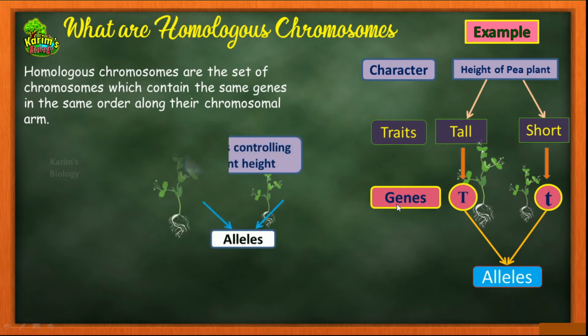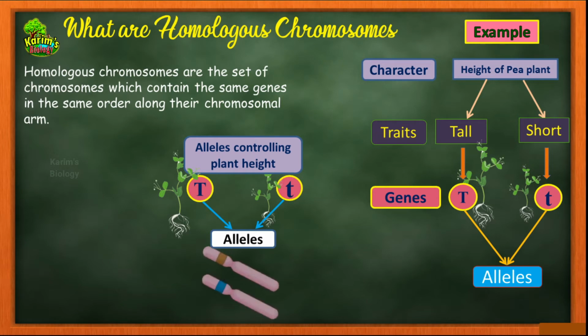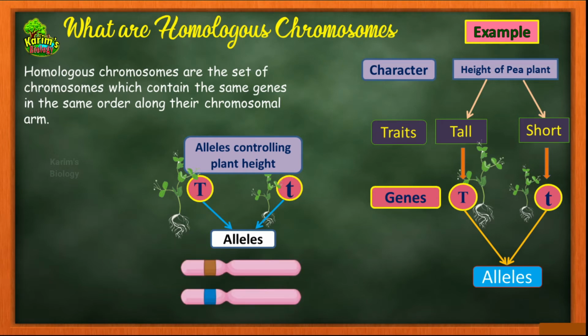Now let us find out what is the relation between these alleles and the homologous chromosomes. Once again, I told you that there are two alleles responsible, and these two alleles must be present on two different chromosomes. In the previous session I told you that the place where the alleles are located in a chromosome is called the locus. Locus is singular and loci is plural. So now let us see where these two different versions of the same gene are located. It was clear that they are located on two different chromosomes.